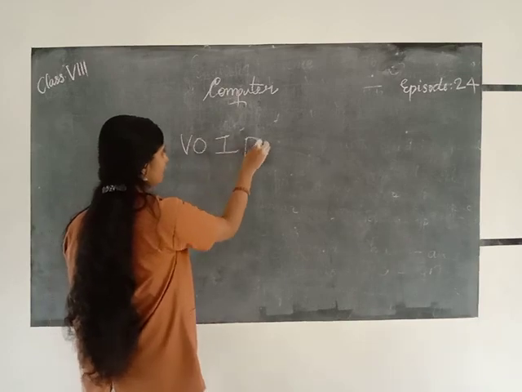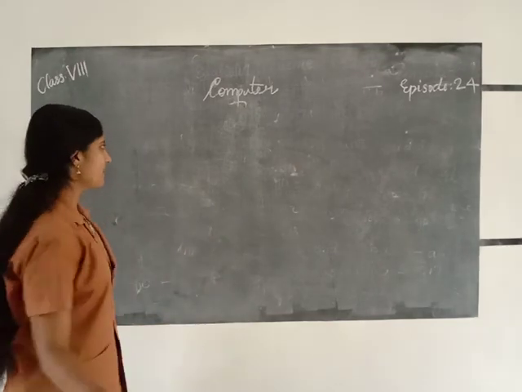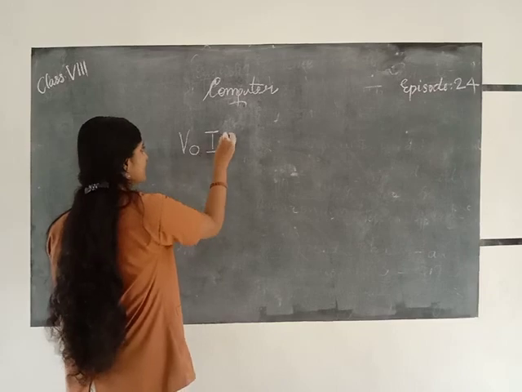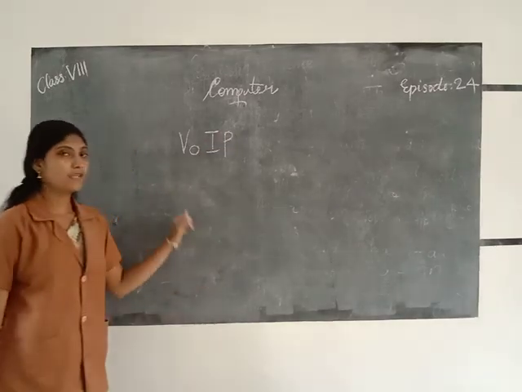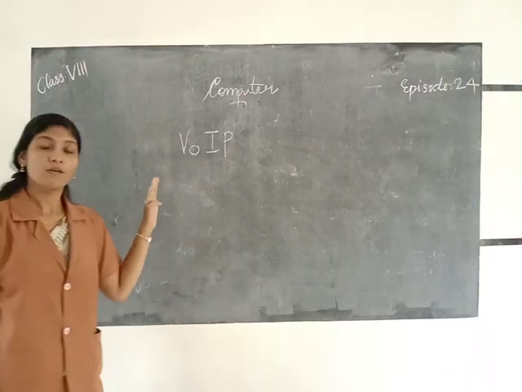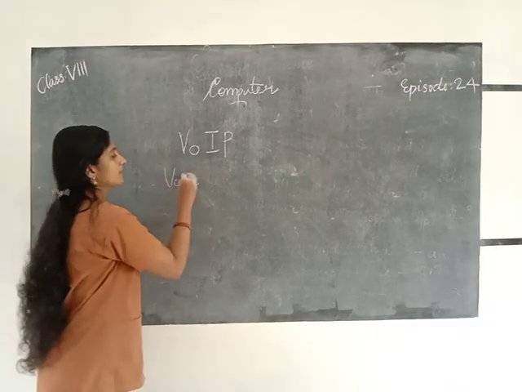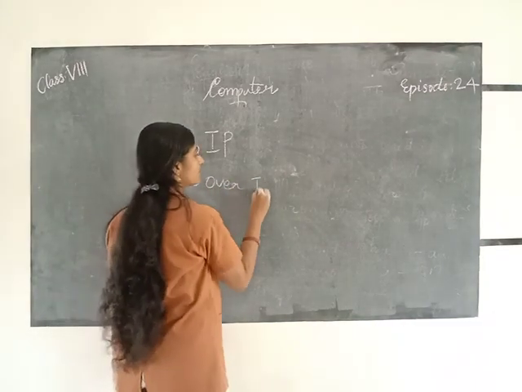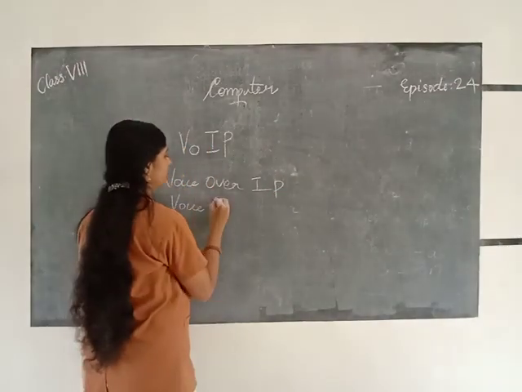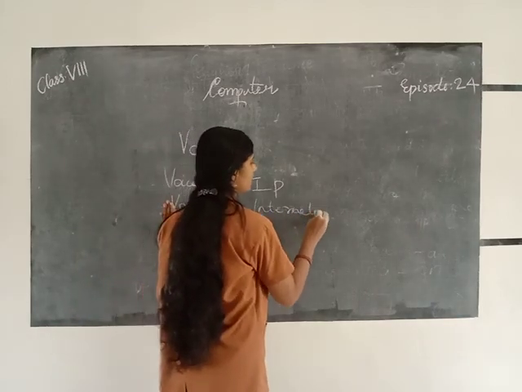VoIP. So first, here we can write VoIP as capital V, small o, capital I, small p. First, the acronym VoIP means Voice over IP. Voice over IP means Voice over Internet Protocol.